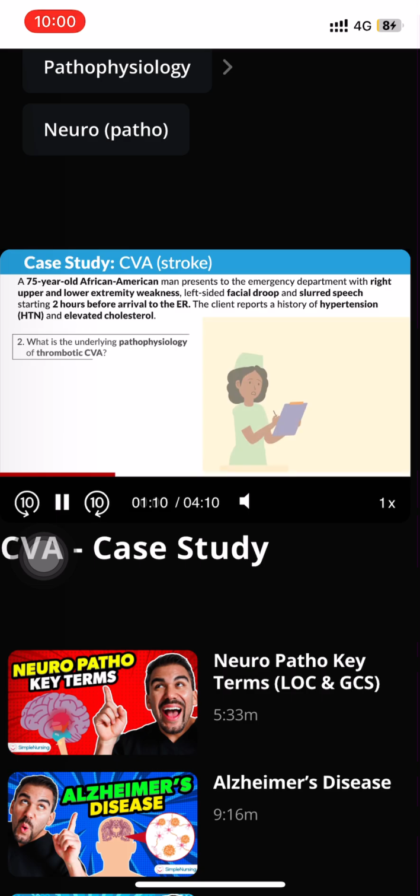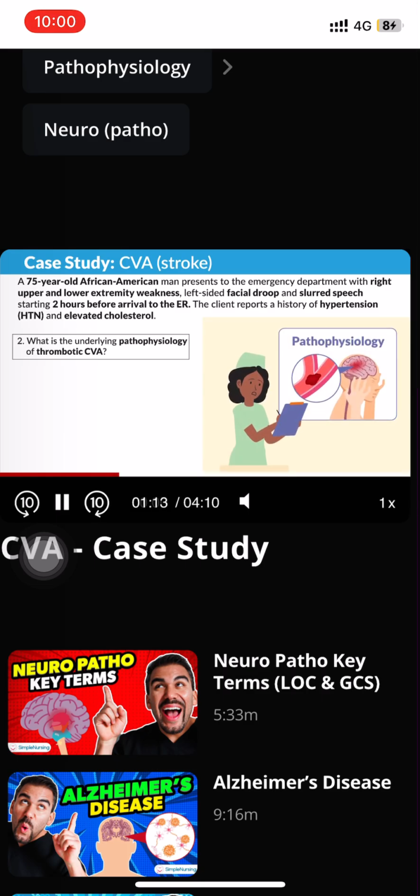Now, question 2. What is the underlying pathophysiology of a thrombotic CVA? So pause the screen and try your best to answer this question.